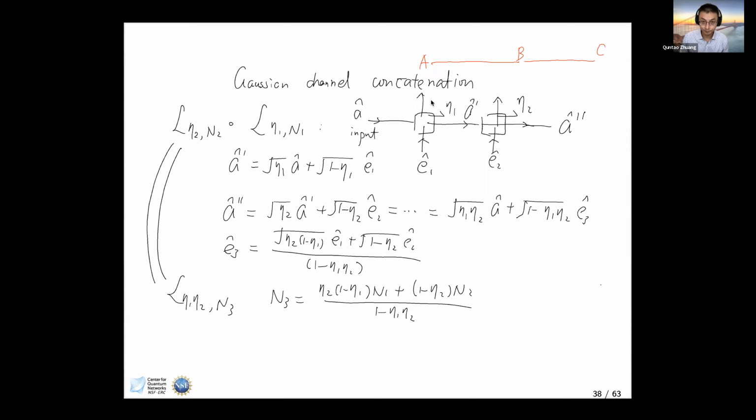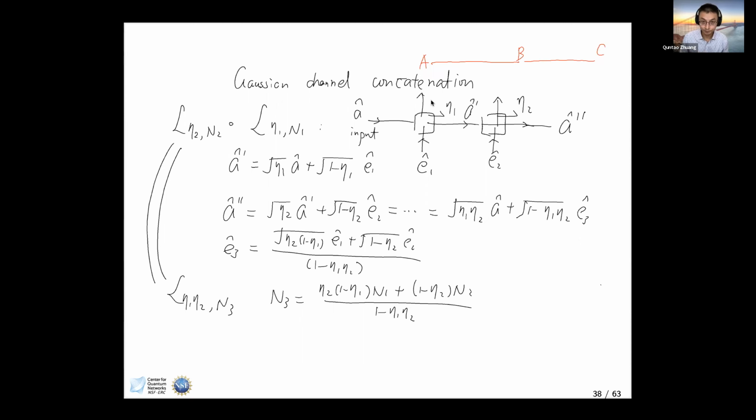Just like intuition, if you have a probability eta 1 of getting through the first channel and a probability eta 2 of getting through the second channel, then the probability of getting through both channels is eta 1 multiplied by eta 2, which is intuitive. The second part is that we can define a third mode, E3, that combines all the noise modes together. You can verify mathematically that this is correct. And now, if you look at this form, it's again a thermal loss channel.